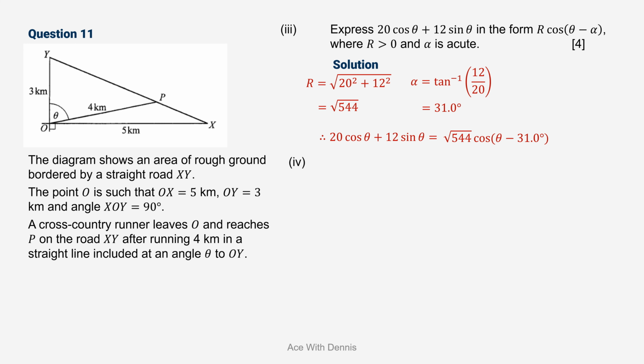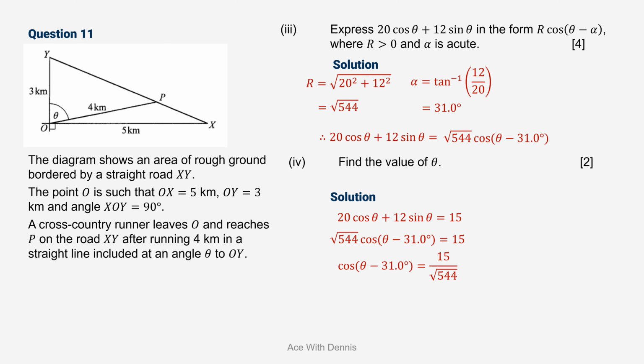Then part 4, find the value of theta, 2 marks. So from part 2, the equation 20 cosine theta plus 12 sine theta equals 15. We can change it to square root of 544 cosine of theta minus 31.0 degrees equals 15. Then solve this equation, cosine of theta minus 31.0 degrees equals 15 over square root of 544. Then the angle theta minus 31.0 degrees equals inverse of cosine 15 over square root of 544. Hence, theta will be 81.0 degrees, rounded to 1 decimal place.